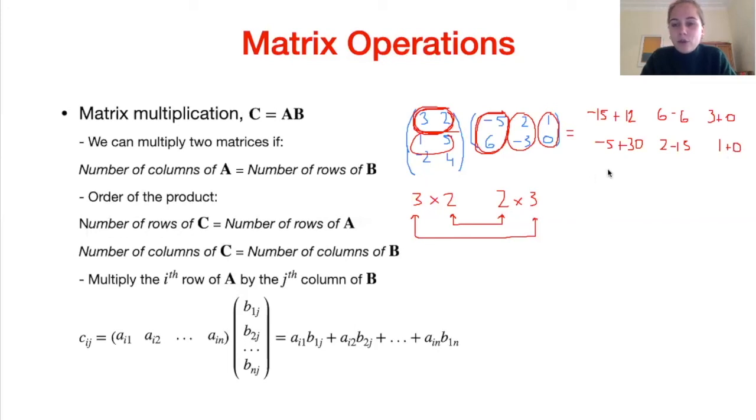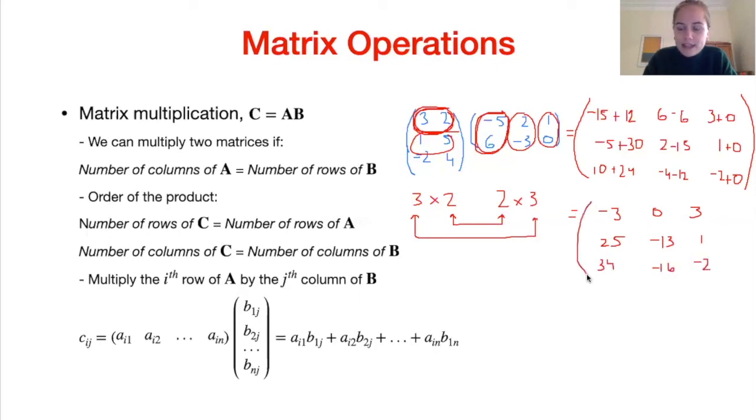Doing that then for the final row. Good. So if we just work that out, we get minus 3, 0, 3, 25, minus 13, 1, 34, minus 16, and minus 2. So this is our product.